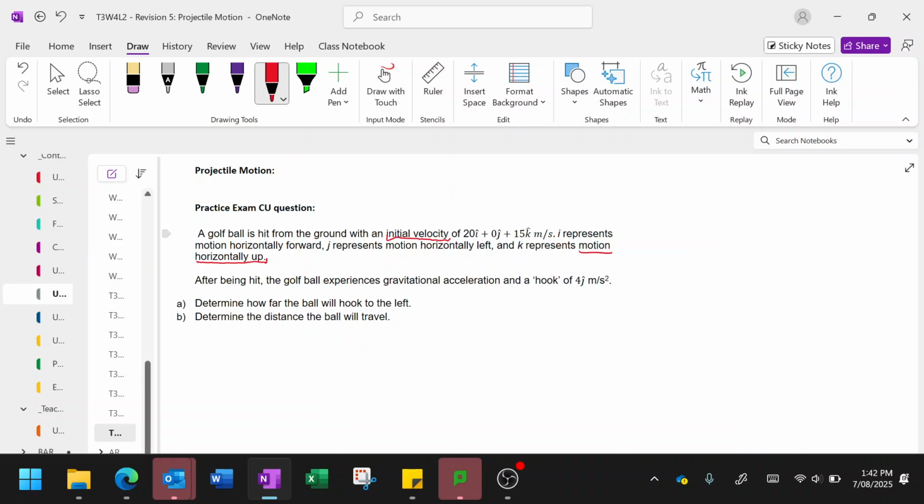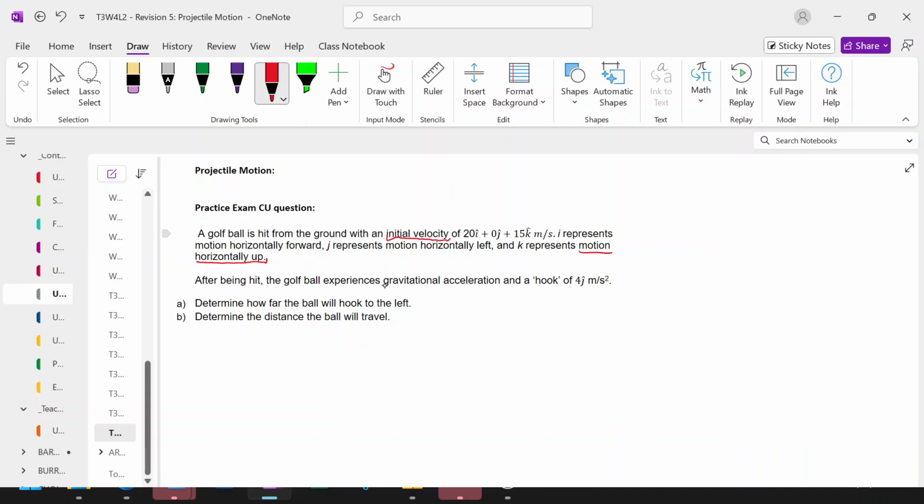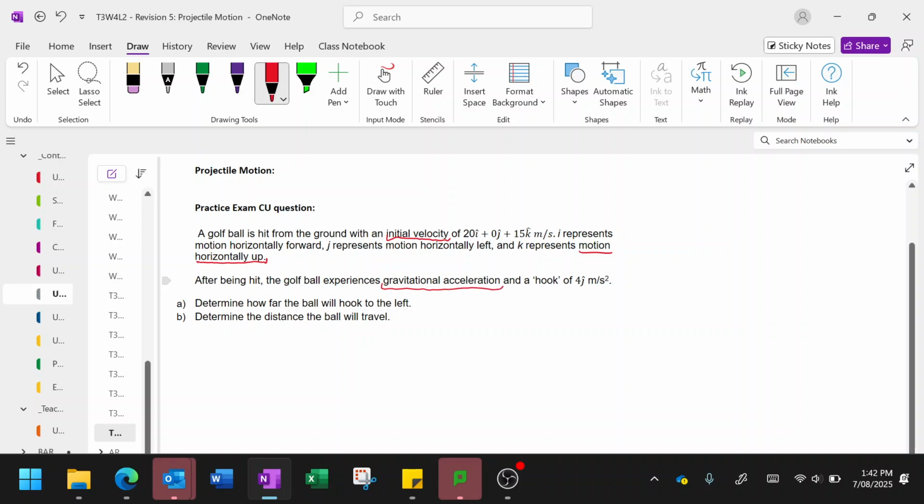After being hit, the golf ball experiences gravitational acceleration and a hook of 4j meters per second squared. So it's giving me some initial conditions. The first thing that I want here is to know how far the ball will hook to the left, and then I need to know the total distance that it will travel. So both of these things, I look at and I see displacement. I care about displacement to get these.